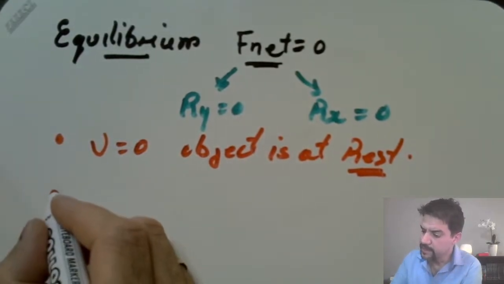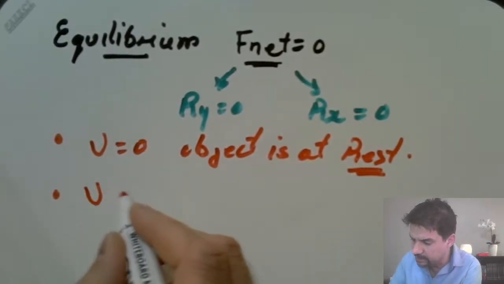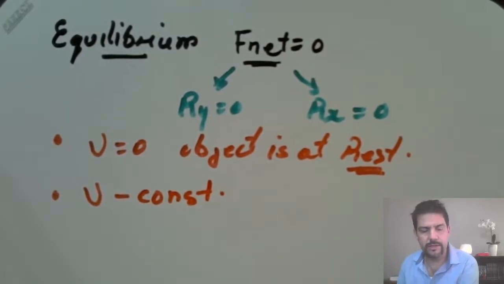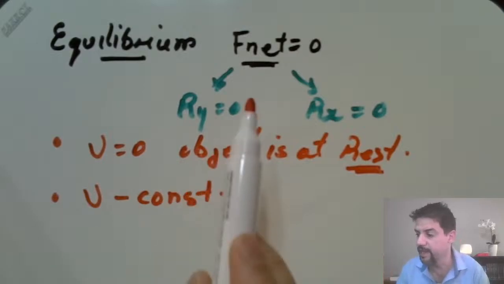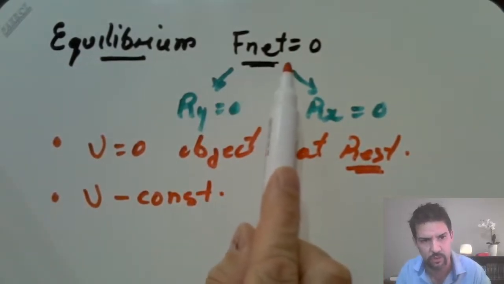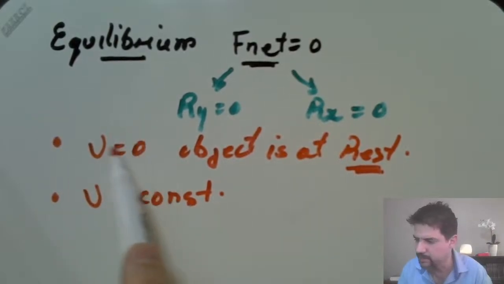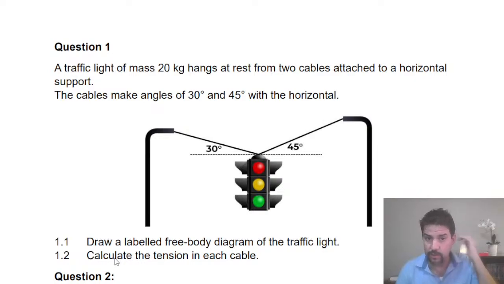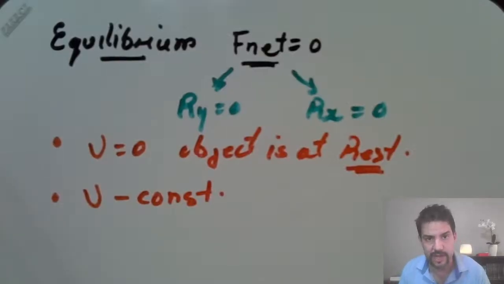All right? The second scenario is when there is velocity, but the velocity is constant. So those are the two scenarios when the object is at equilibrium and therefore the net force is equal to 0. Scenario one is when the velocity is 0, the object is not moving at all, like for instance an object that is hanging, like this traffic light. The traffic light is in equilibrium, the object is not moving. So the net force acting on that traffic light is 0. And the second scenario is when the object is moving, but it's moving at constant velocity.